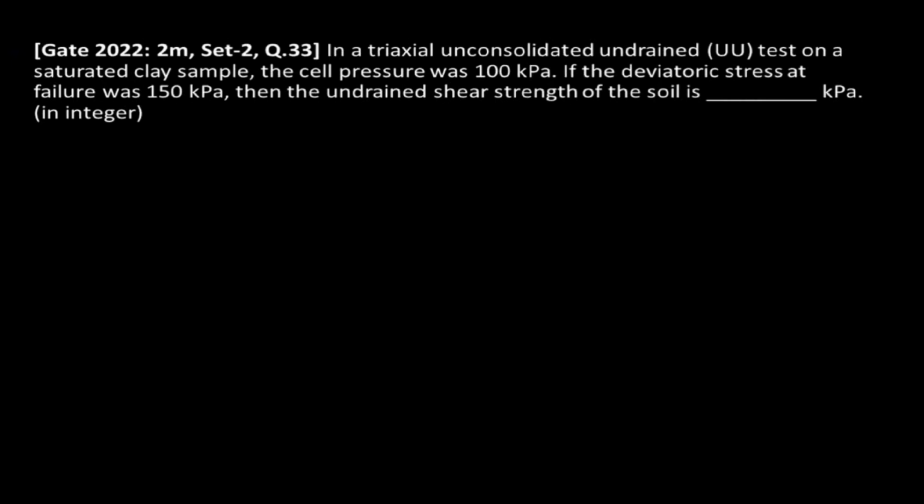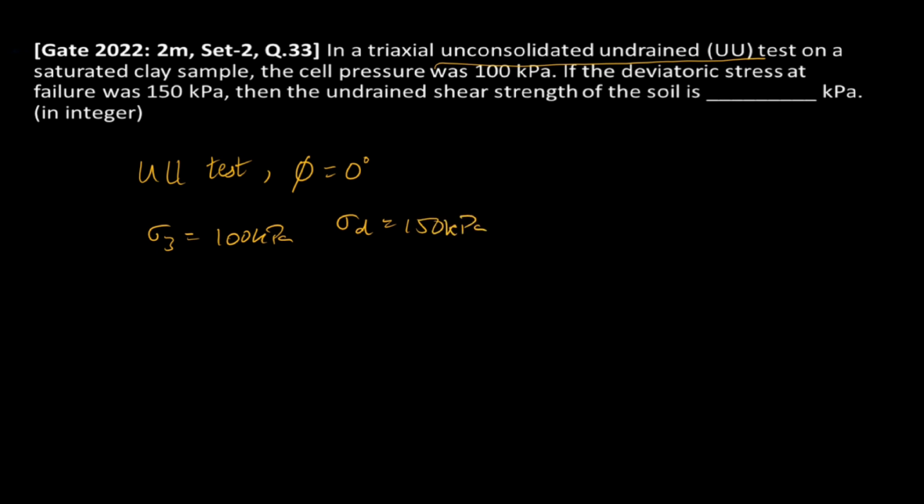In this question, they have given that in a triaxial unconsolidated undrained test, which means for an unconsolidated undrained test, the angle of internal friction will be equal to 0, on a saturated clay sample. They have given the cell pressure, sigma 3, as 100 kilopascal, and the deviatoric stress at failure as 150 kilopascal. They are asking us to find out the undrained shear strength.